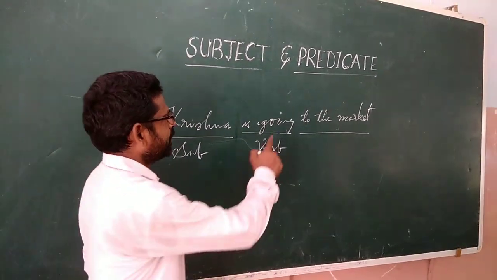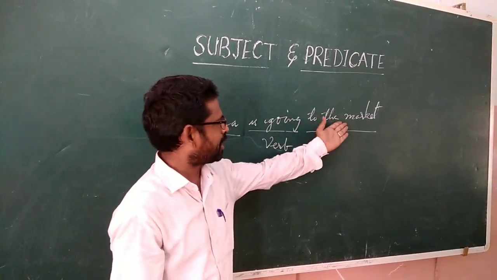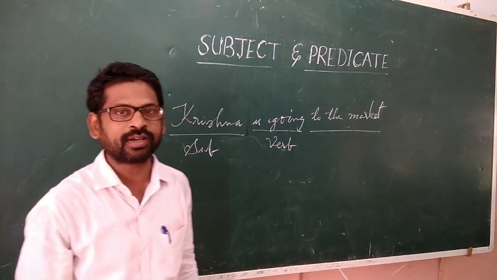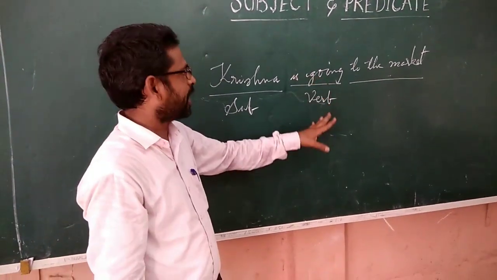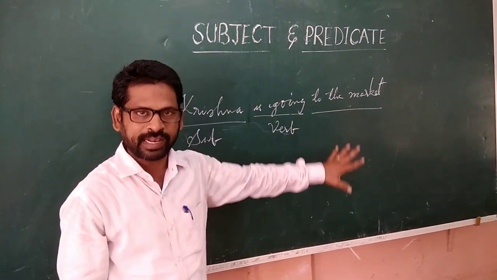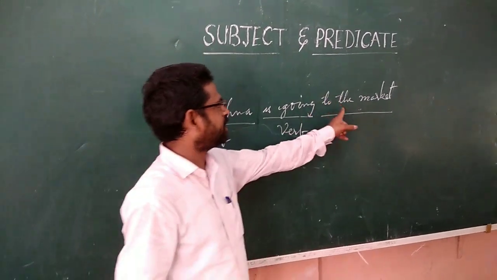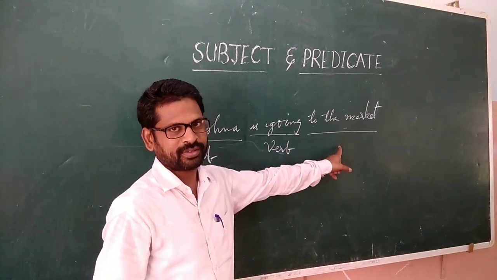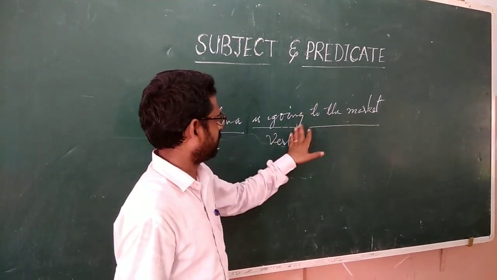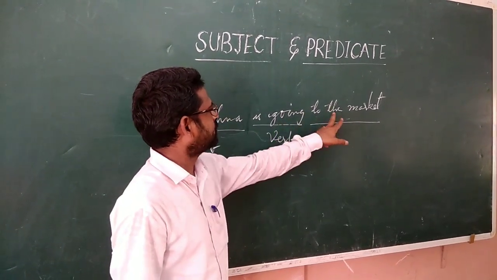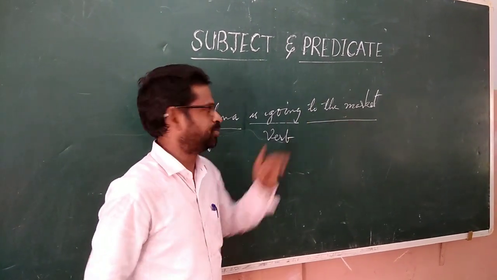In that way, to the market, can it become an object? You may misunderstand to the market to be an object. To the market is not the object here, because this is not the receiver of going. In fact, there is no receiver in this sentence. That means you can make a sentence even without an object. And what is to the market then? This is a complement, not the object. Which complement? Verb complement, because going and to the market are linked, connected to each other. It is not an object, right?